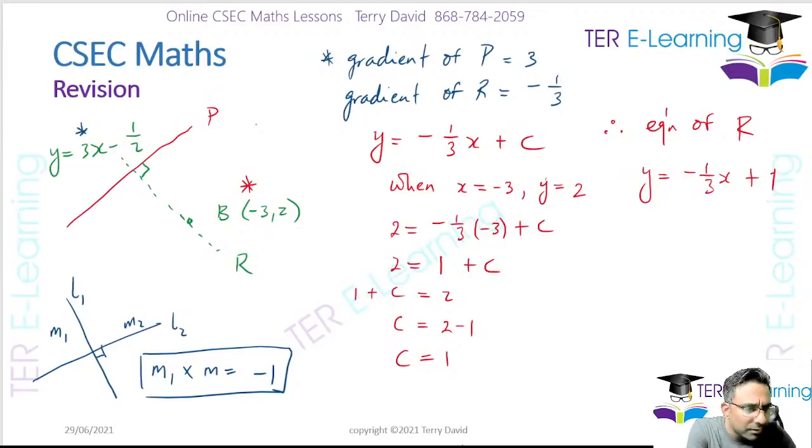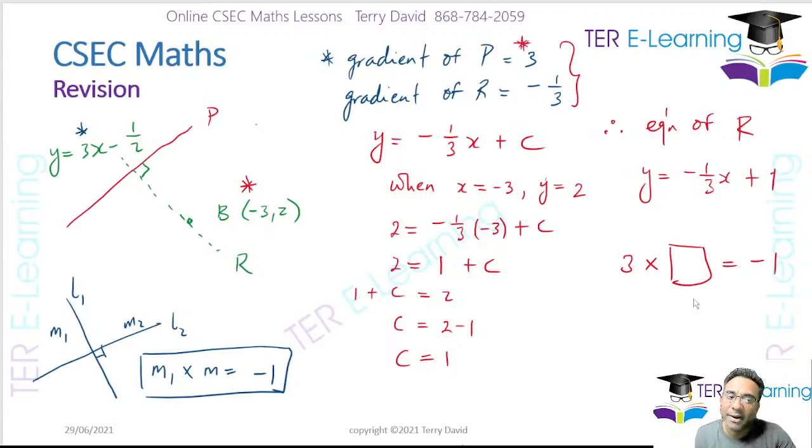So somebody asked, yeah, the key thing here, guys, is to remember that when we have perpendicular lines, the product has to be minus 1. Somebody's asking, how did I get 1/3 again? The only way these two lines could be perpendicular, now you already know that the gradient of P is 3. So 3 multiplied by what number is going to give me minus 1? The only thing that will give me that is if this box here is actually minus 1/3. That's the only way I'm going to get minus 1.